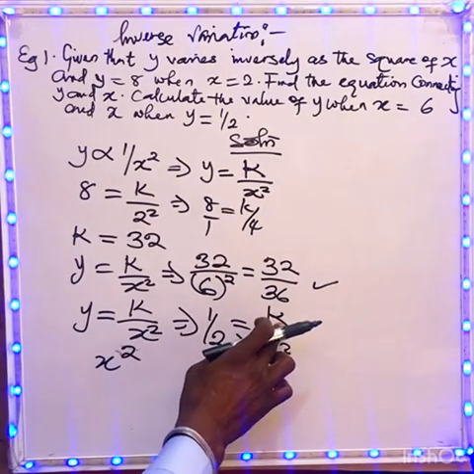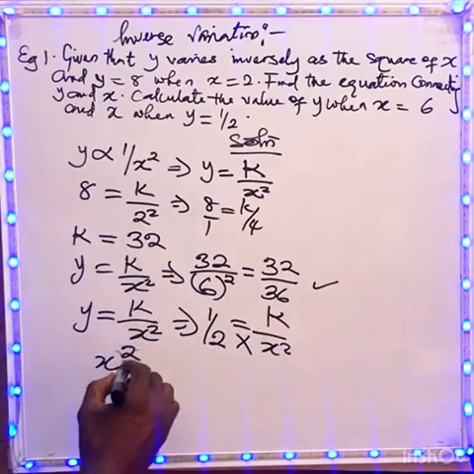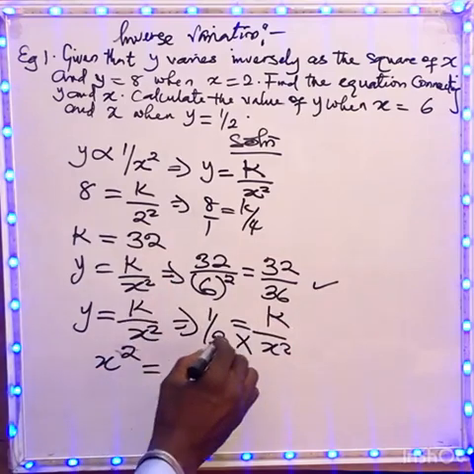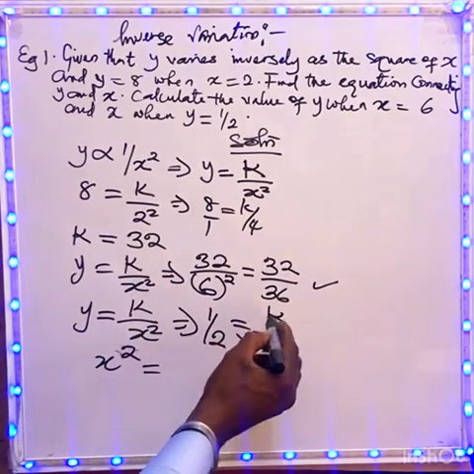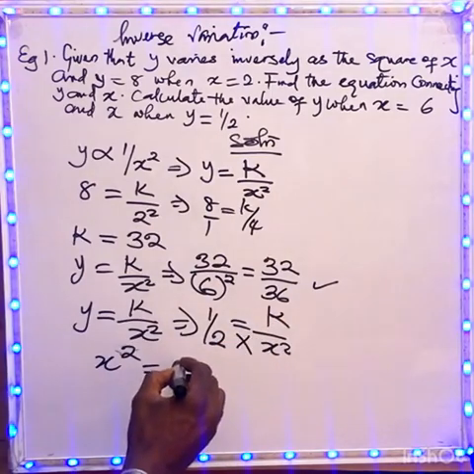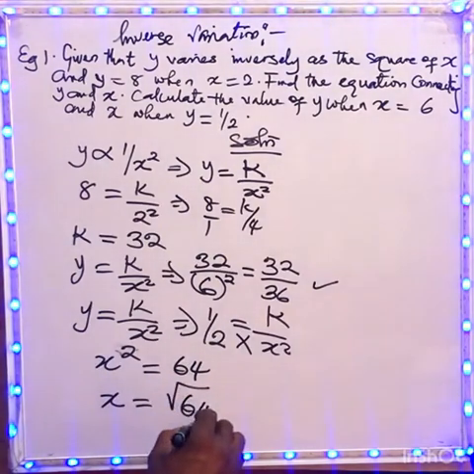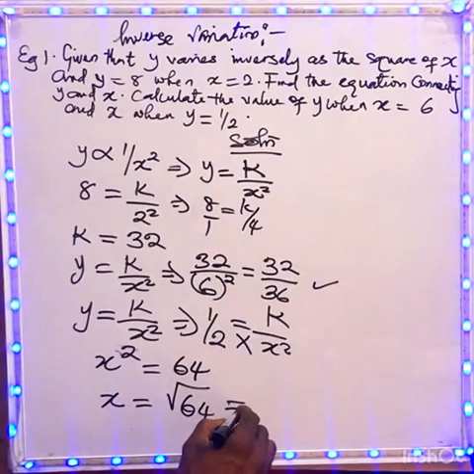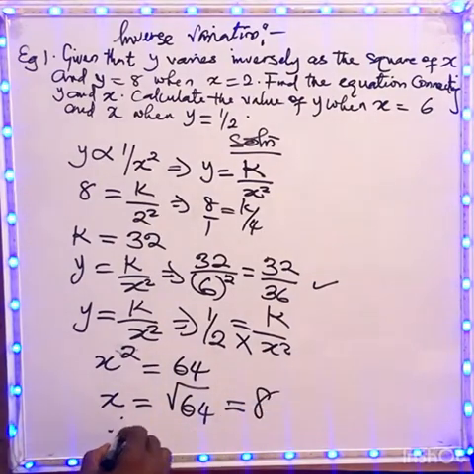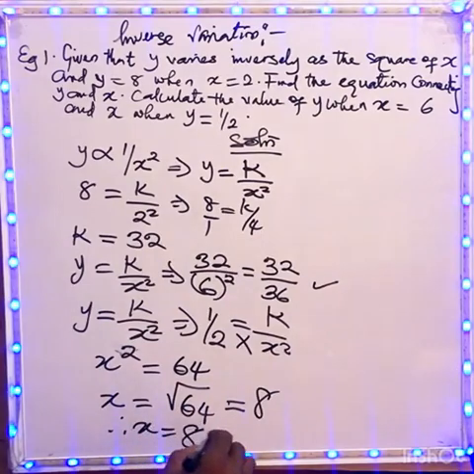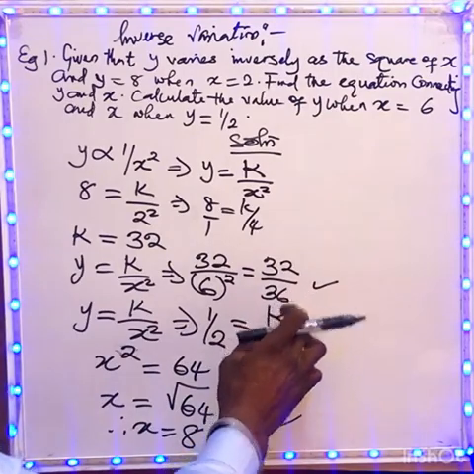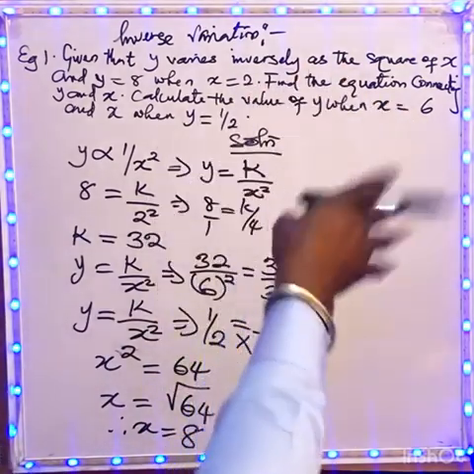And we know that k is originally 32. So x squared is equal to 2 multiplied by 32, and 2 multiplied by 32 will give us 64. Then x is equal to the square root of 64, and the square root of 64 is equal to 8. So x is equal to 8. So these are the two solutions: y is 32 over 36, and x is equal to 8. Very simple solution.